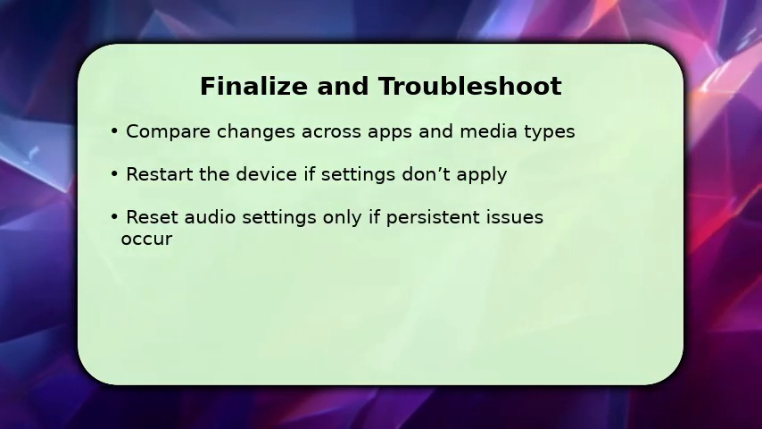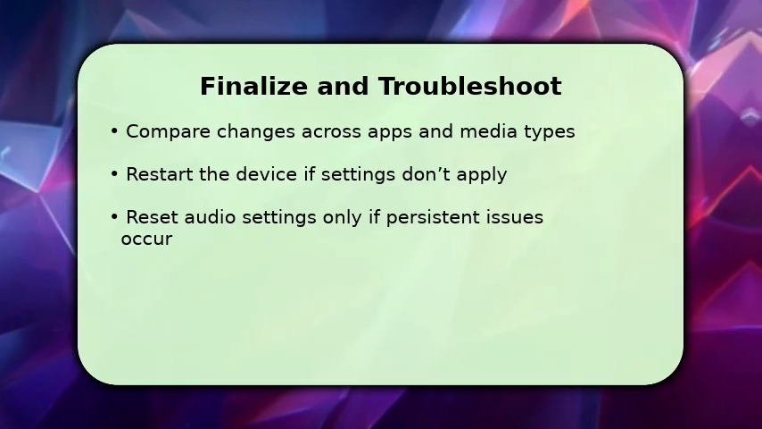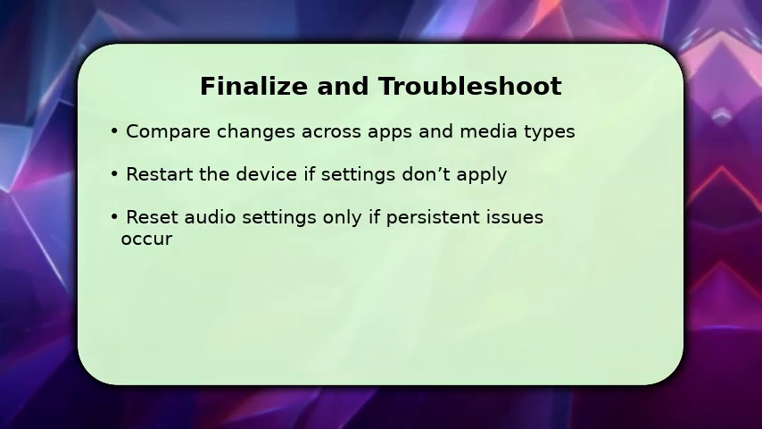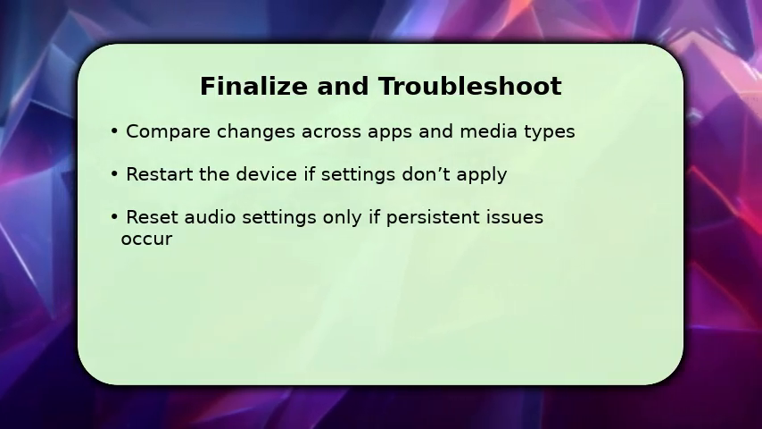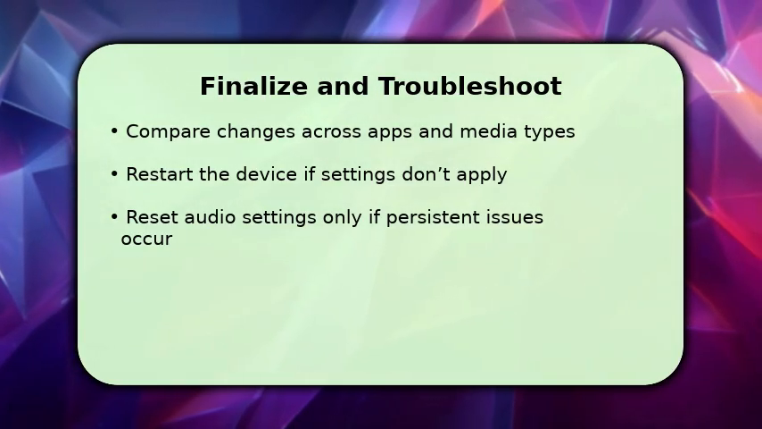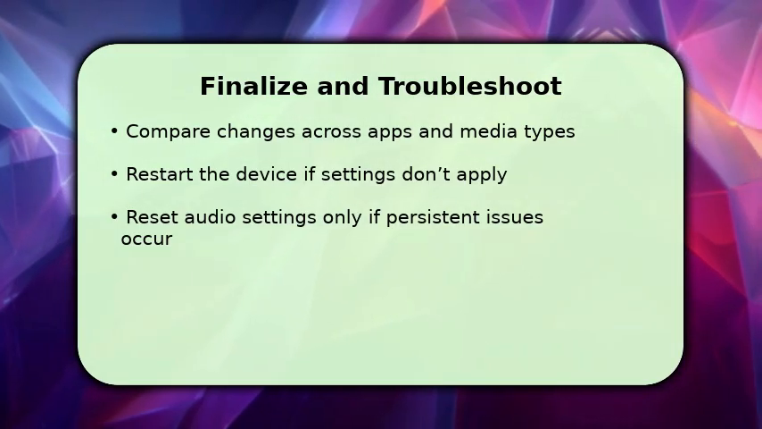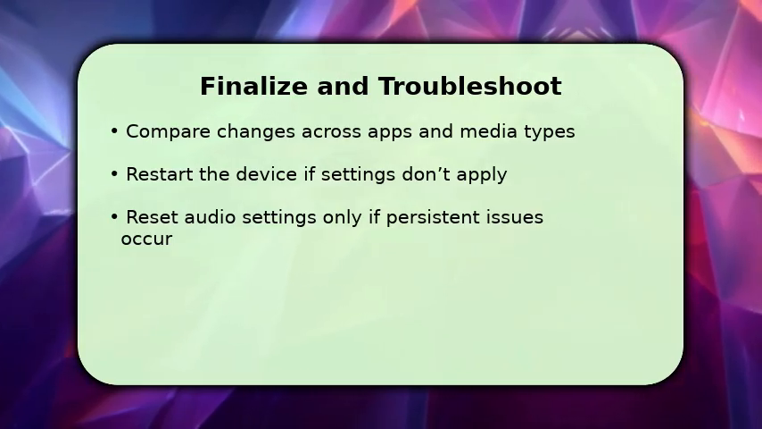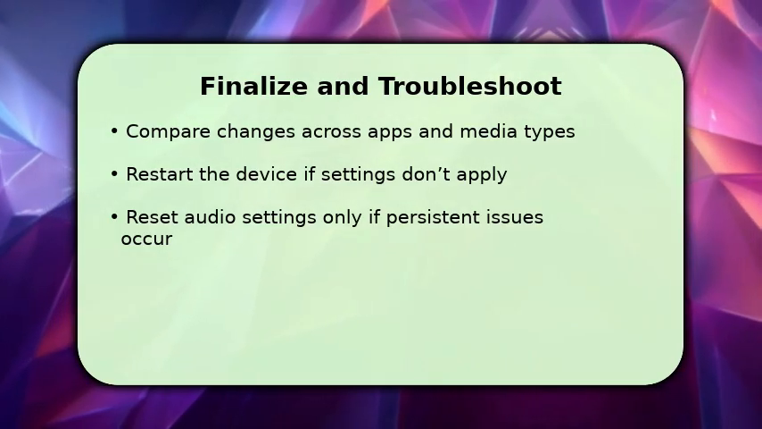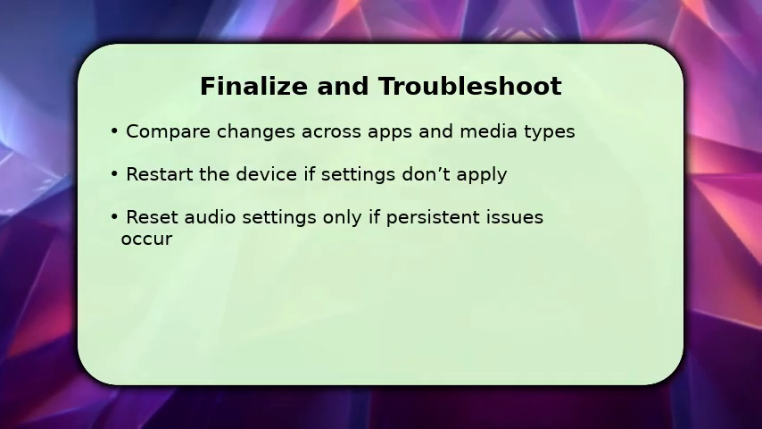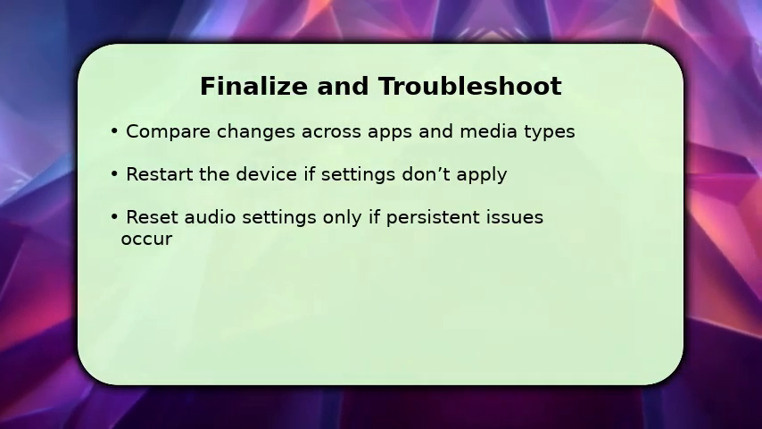System tones, streaming apps, and wired versus Bluetooth output can behave differently. If adjustments don't seem to apply, restart the iPhone to reload audio services and reconnect headphones or Bluetooth devices. If sound is still off, reset audio settings by toggling EQ or turning headphone accommodations off and on. As a last resort, reset all settings.